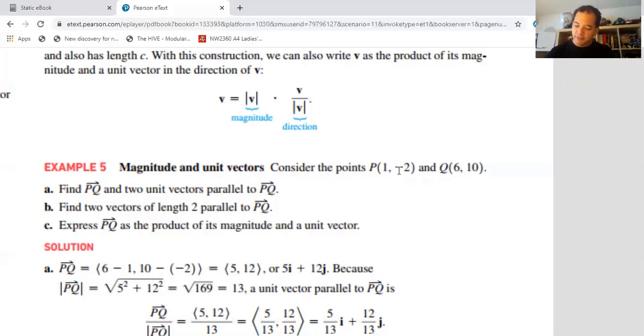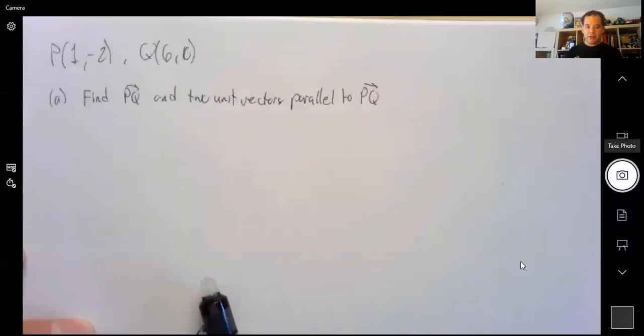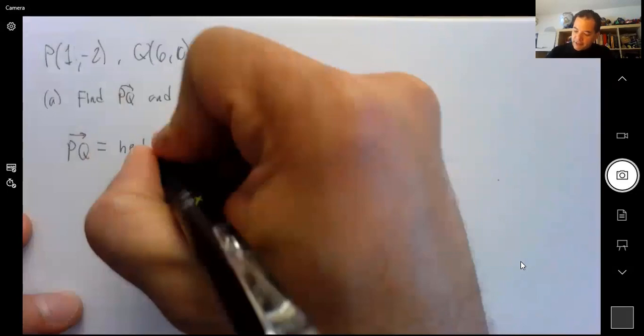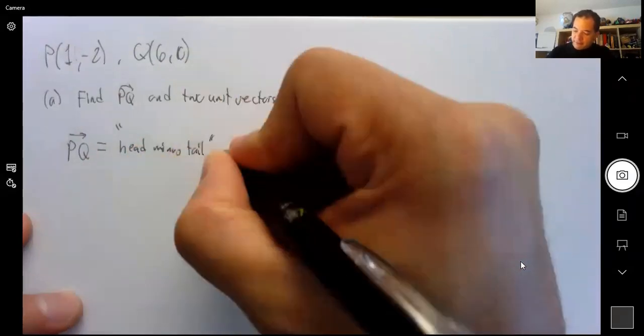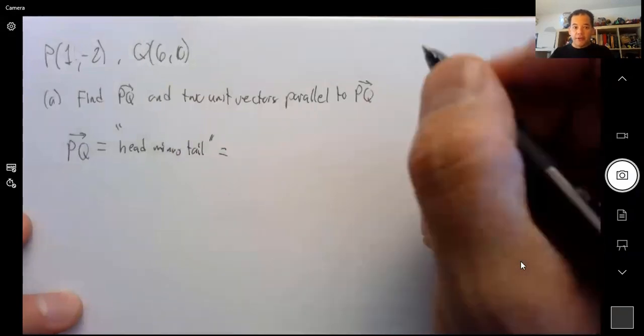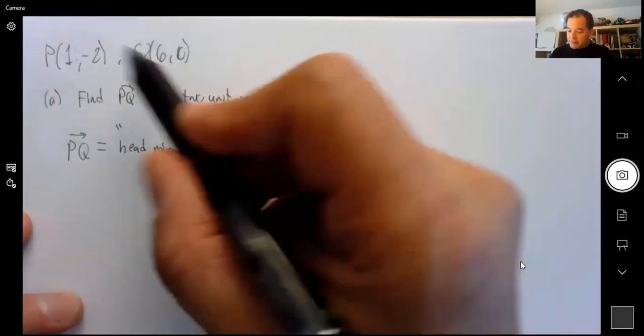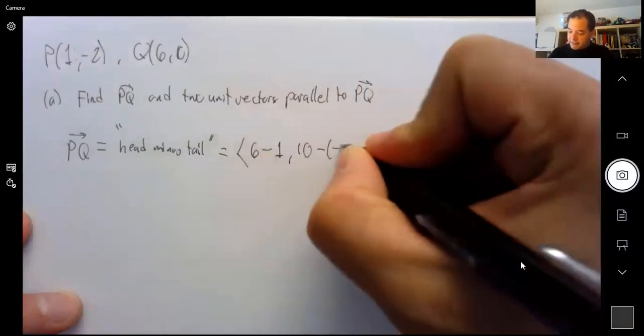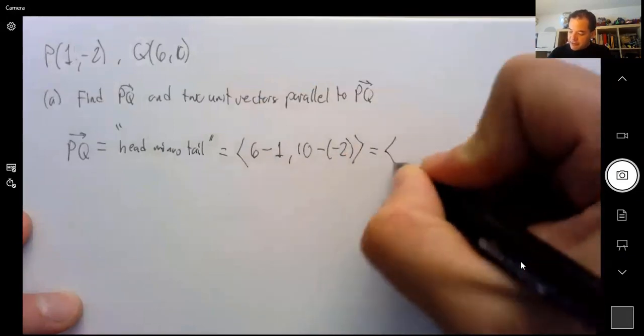Let's start with that one. Find PQ and two unit vectors parallel to PQ. All right, so first PQ, that's easy. Remember, it's head minus tail, right? Remember that. It's a quick way to know how to do it. So it's 6 minus (-1) and 10 minus (-2). So that's (7, 12).